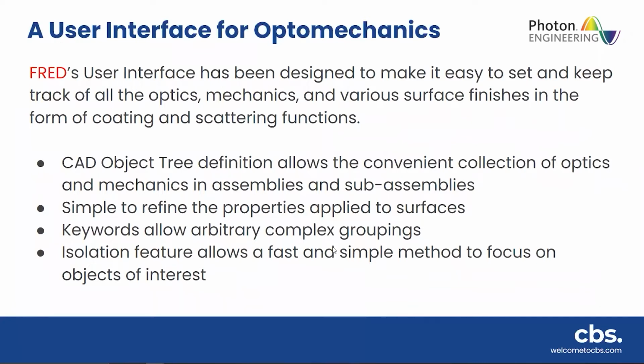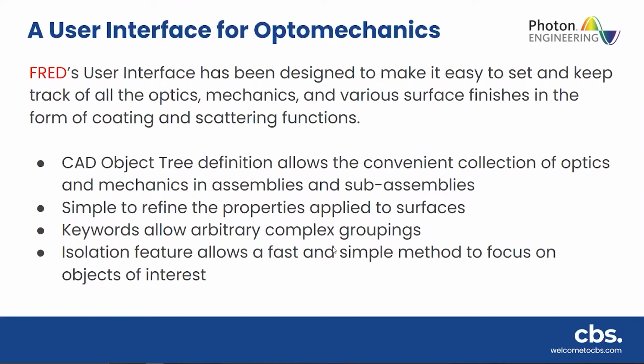And then one of the other things that Fred has, which really helps it for Straylight problems, is that it has a user interface that has been optimized and designed to work really well for optomechanics. So the user interface itself is designed from the ground up to make it very easy to set and also keep track of all of the optics, mechanics, and various surface finishes, the coatings, etc., in really large models as well. So we have a CAD object tree definition, and that allows us to conveniently group optics in folders or mechanics. So we can group them in either assemblies or sub-assemblies. It's very simple for us to define and refine optical properties applied to our optical model.